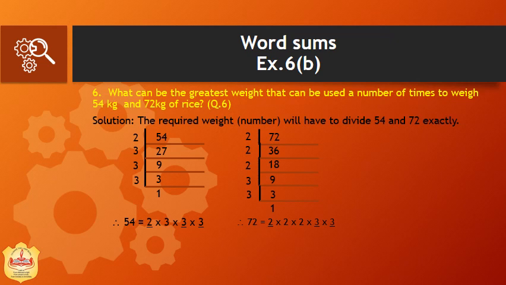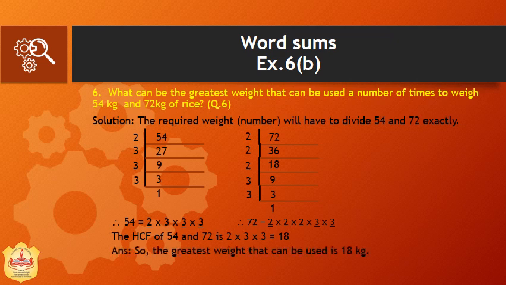So now what are the common factors of 54 and 72? It is 2 multiplied by 3 multiplied by 3. Right? So we can say the HCF of 54 and 72 is 2 multiplied by 3 multiplied by 3 is equal to 18. Therefore, the answer is the greatest weight that can be used is 18 kg.